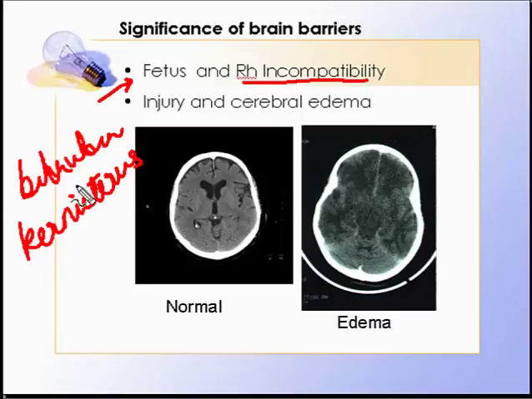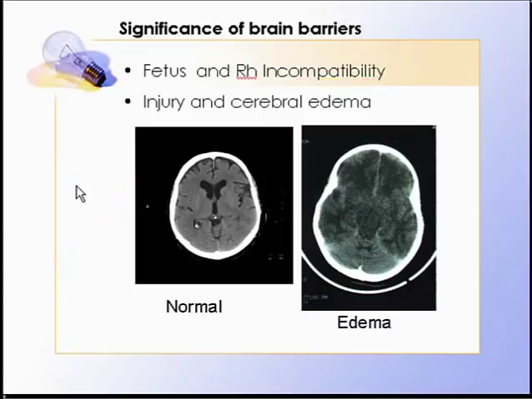The second is injury and cerebral edema. Now sometimes when there is injury to the brain tissue, either as direct trauma or there is an inflammation due to toxin, then the barrier breaks down, and when it breaks down, large molecules then diffuse into the nervous tissue, and probably there's a disruption of the tight junction, so those tight junctions are disrupted.